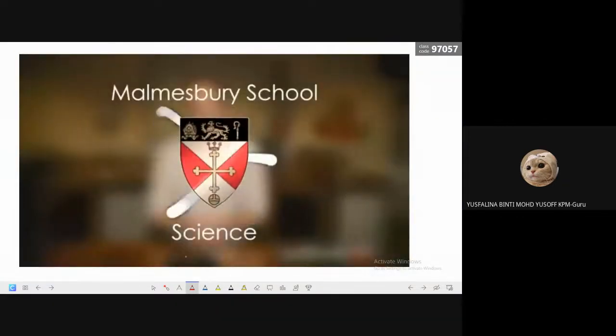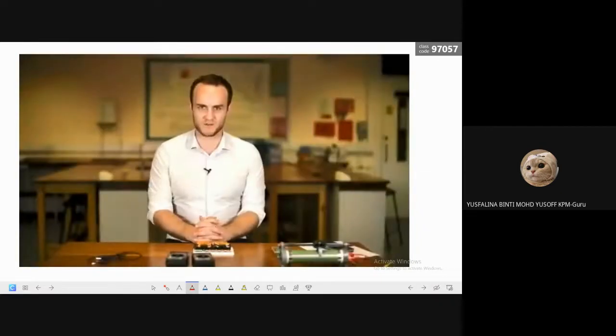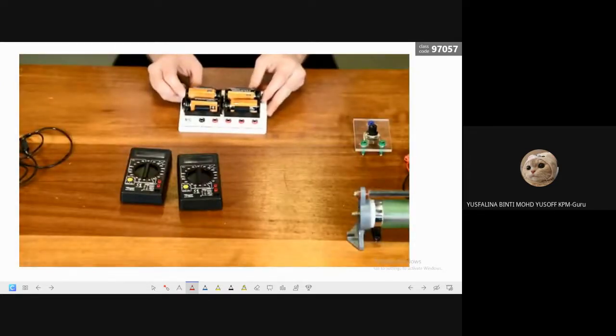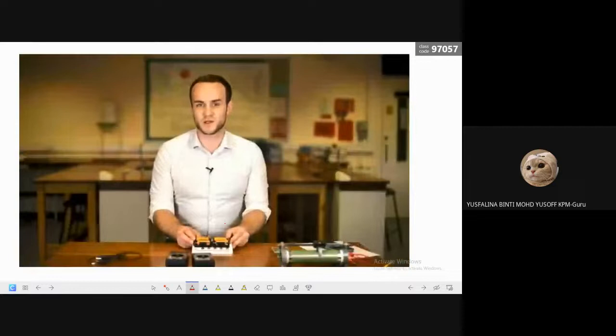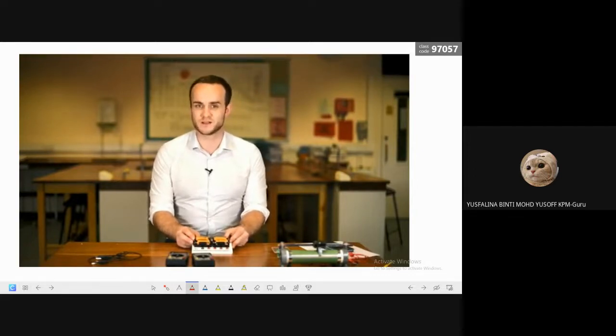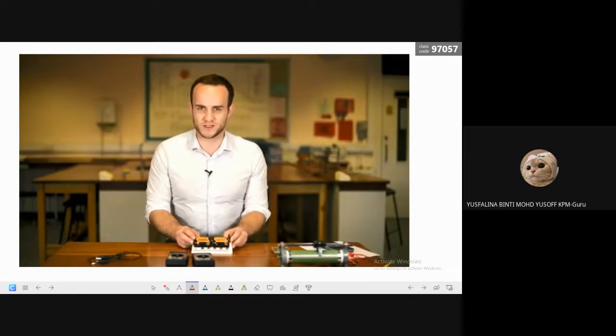Let's see the A-level physics practical to find the EMF and internal resistance of a battery. Batteries provide an EMF, that's electromotive force. You can think of that as the total voltage that the battery can output. However, batteries are not perfect conductors, so they have a little bit of resistance inside them. So we can model a battery as a perfect battery with a little resistor inside as well, and we're going to call that the internal resistance.